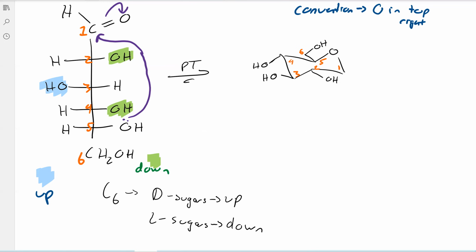All right, now we just have to think about what's coming off of carbon number 1. What's coming off of carbon number 1 is that oxygen, which then proton transfers to become an alcohol. And the carbon directly attached to it is called the anomeric carbon.